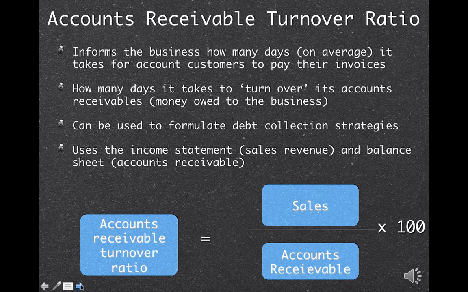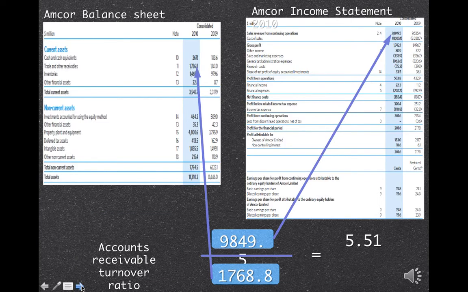Let's see where we get the information from. As I said, we need to look at two different statements. The first statement we need to look at is the income statement. We're looking for our sales. Again, at the top of the income statement, we can see our sales is 9849.5. We can see that our accounts receivable on the balance sheet, trade and other receivables, is 1786.80. If we make that calculation, we get 5.51 as the result.